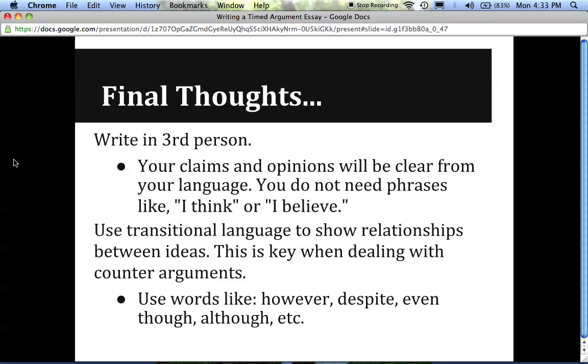You also really want to focus on using transitional language because it shows the relationships between ideas, especially when you are dealing with counterarguments. So using words like however, despite, even though, although, in contrast. These words let the reader know that you're presenting ideas that are in conflict or go against each other. And so they show the relationship of those ideas to one another. So please be aware of your transitional language to make sure that the flow of ideas is really clear for your reader.